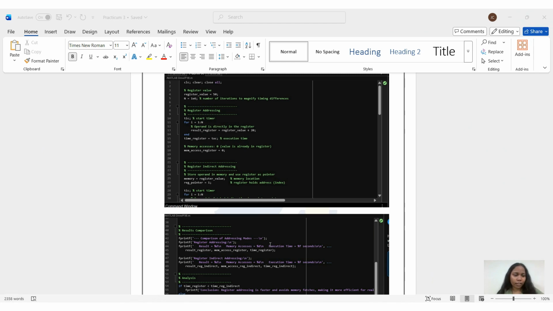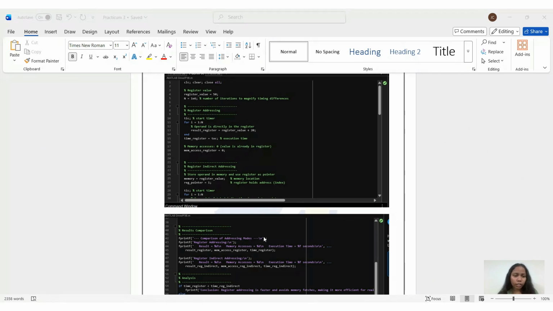In contrast, in register indirect addressing, the register does not contain the operand itself. Instead, it stores the address of the operand in memory. Therefore, the processor must access memory once to retrieve the actual data. This increases the memory access count to 1, leading to slightly higher execution time and higher power consumption compared to pure register addressing. In a real system, this difference becomes more significant because memory access is slower than register access.